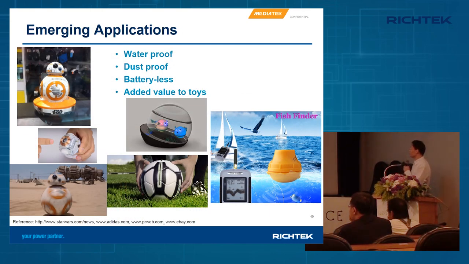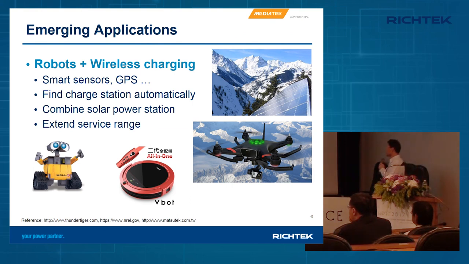For emerging applications, wireless charging is a good solution for waterproof, dustproof, and battery-less applications. I think you may not want to open this football to check the inside or replace the battery. For robot applications, I believe the robot will be smart in the future because of the smart sensor and GPS, and this robot can find the charge station automatically. And in the future, we also can combine the solar power station to extend the service range.